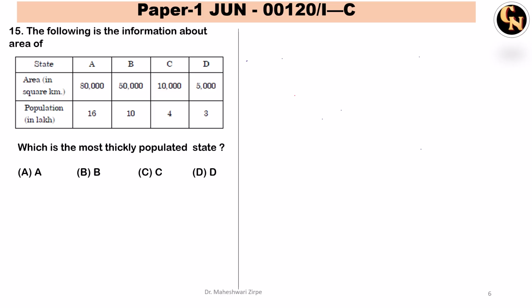Question number 15 says there is information given to us about the states. There are 4 states A, B, C, D. Area is given and the population is given, and they have asked you which is the most thickly populated state. So one by one let us see. So area and population. So what we have to do, first find the population density of the state A. How we can calculate? It is very simple.